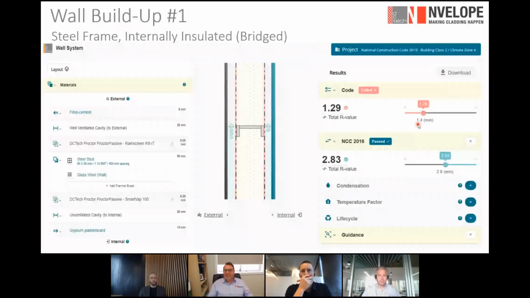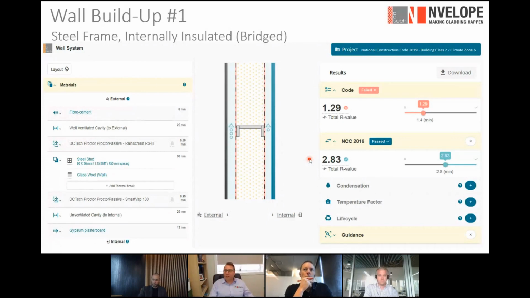Now, the interesting thing here is when we look against the 2016 NCC, where we were looking at different ways of calculating R values, this would have been a 2.83 wall, and it would have passed 2016 standards. So the changes to the 2019 NCC, as well as the 4859 code, have really seen a massive shift in how these R values are looked at. So unfortunately, you will not be able to use this wall in this application.